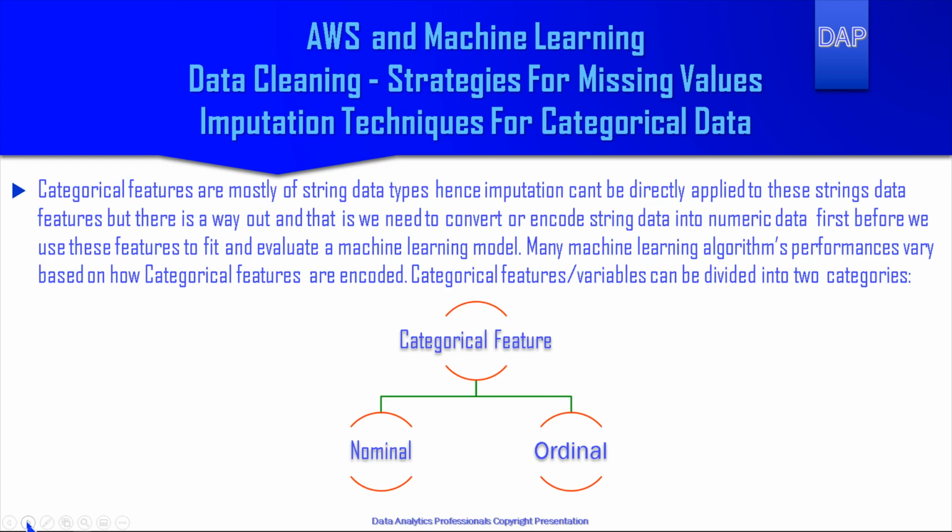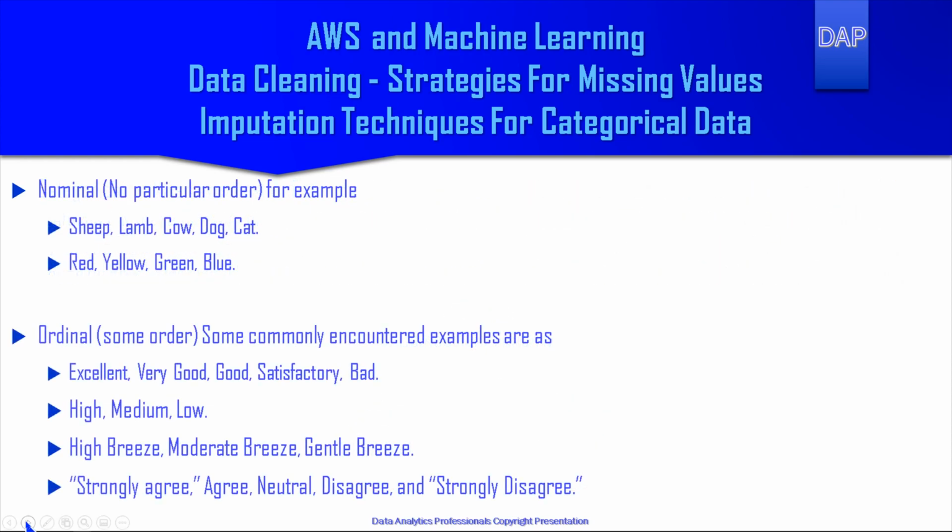And remember, categorical features can be divided into two categories, which are nominal and ordinal. To some of you who have watched my series from the beginning, this might be a little bit of repetition, but there is no harm in reminding things which are very important so that we can understand them in a better way. Now, a few examples of nominal. Nominal do not have a particular order. For example, it can be sheep, lamb, cow, dog, cat. They don't have a particular order, or red, yellow, green, blue. It doesn't have any kind of scale or any kind of order with it.